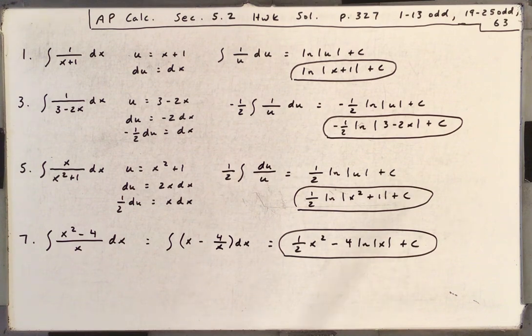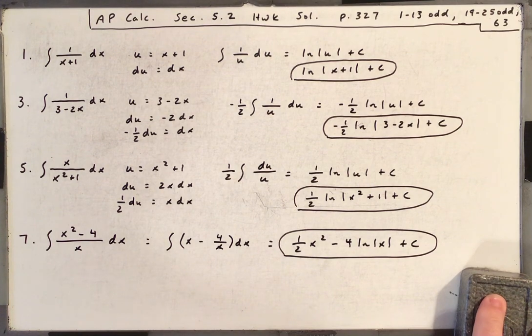Okay, number 7. So probably the way I would do this is rewrite it. The x will go into x squared x times, and then minus 4 over x dx. Now 4 over x is going to be a natural log antiderivative, but x we could just use the power rule for integration. So that'd be 1/2 x squared minus, really don't need to do a u substitution here. It's 4 times 1 over x, so 4 times the natural log of the absolute value of x plus c. All right, that does it for the first 4.